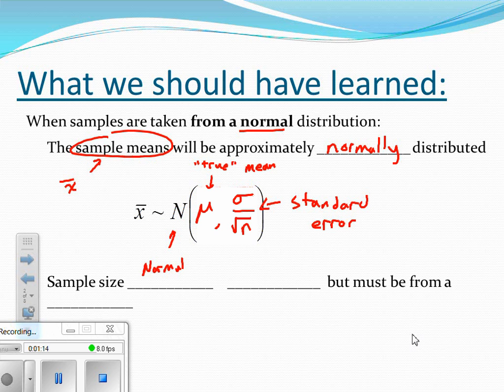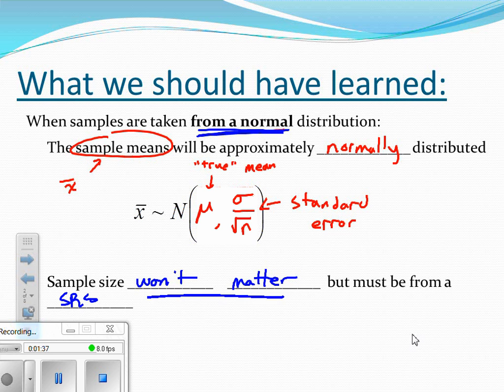The big thing we should have realized also is that if it was from a normal distribution, sample size won't matter as long as, again, it's from an SRS. Excuse me, writing the wrong thing. Right? So if it's a normal distribution, sample size doesn't matter, but we still want randomness.